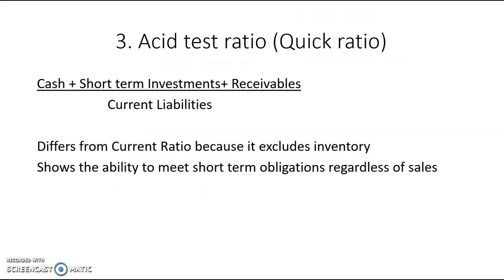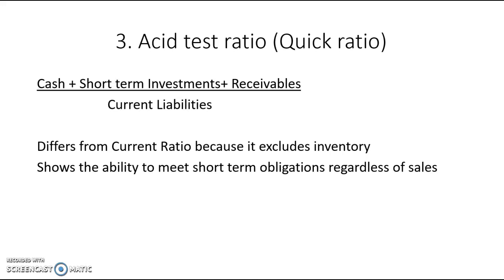The next ratio that evaluates a company's ability to pay their current liabilities is the asset test ratio, also called the quick ratio. So instead of looking at all of our current assets, we look at the ones that are easily converted to cash or are already cash. So cash plus your short-term investments plus your receivables then gets divided by your current liabilities. The big current asset that is missing is the inventory. So it shows whether or not you're able to pay your current liabilities if you can't move your inventory. If we can't sell it, will we still be able to cover our current liabilities?